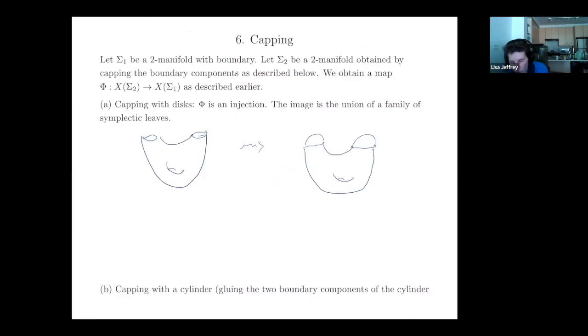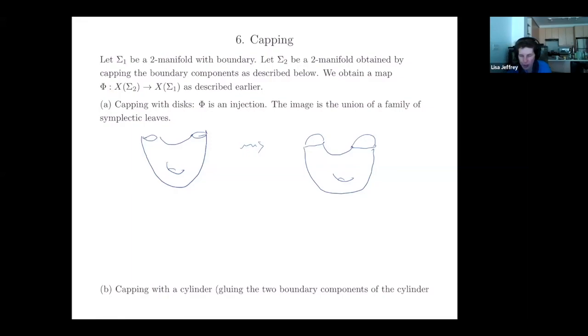So I'll describe what I mean by capping surfaces. If sigma 1 is a two-manifold with boundary, let's suppose that sigma 2 is a two-manifold obtained by capping the boundary components as described below. Phi is, as in the previous section, the map from the character variety of sigma 2, the capped surface, to the character variety of sigma 1. Of course, now the map from sigma 1 to sigma 2 is an inclusion map.